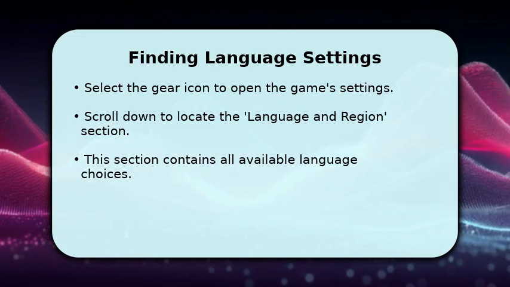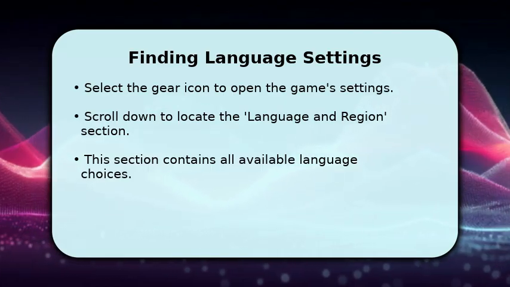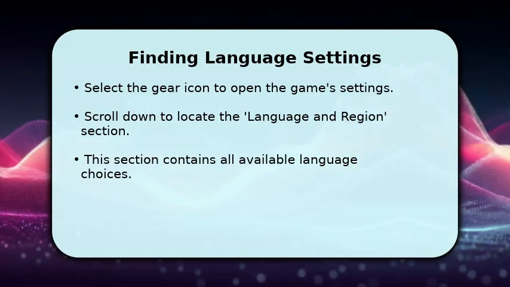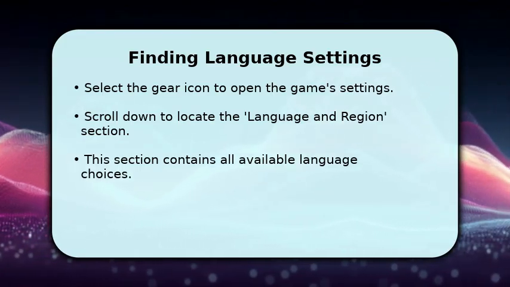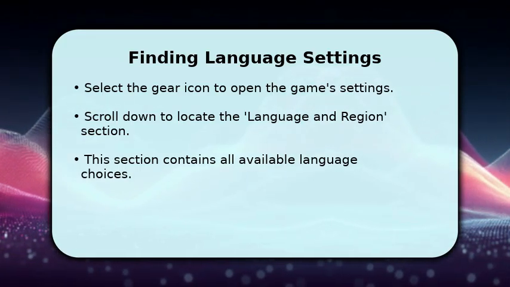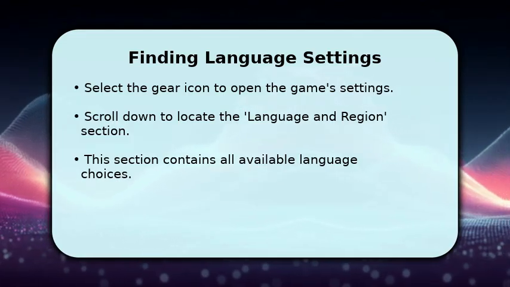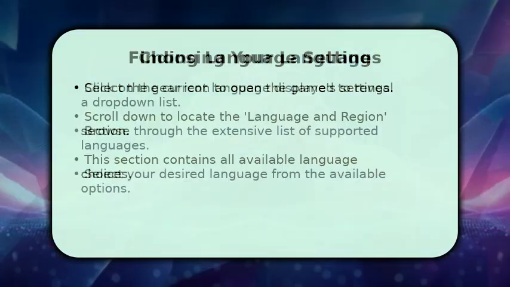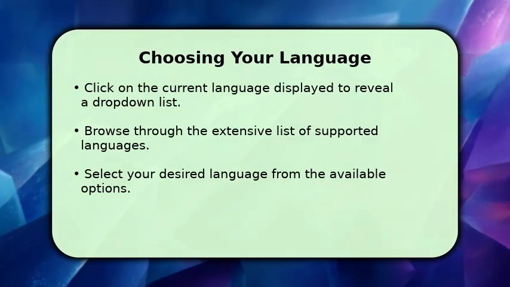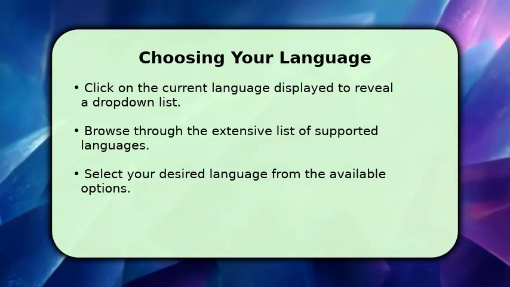Within the Comprehensive Settings menu, you will need to scroll down a bit. Look for a section specifically labeled Language and Region. This particular section is where all the magic happens, as it houses every single language option available for you to choose from within Fortnite.